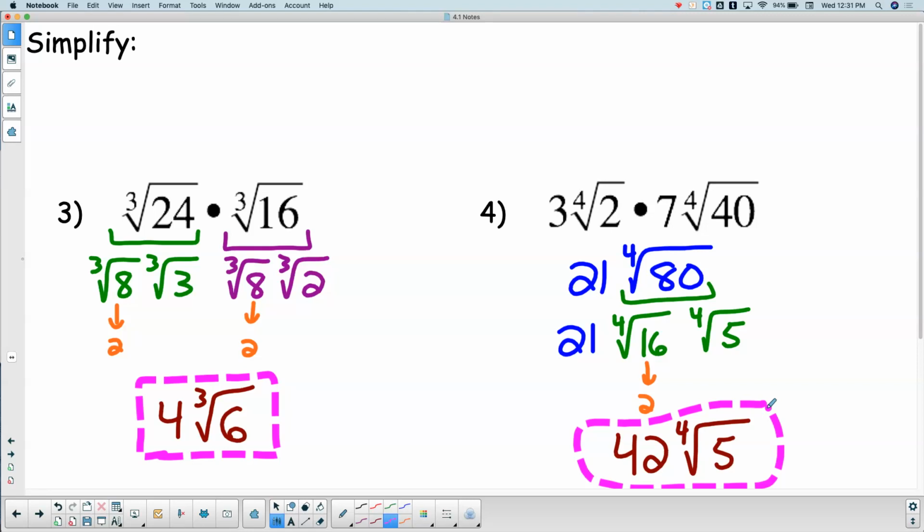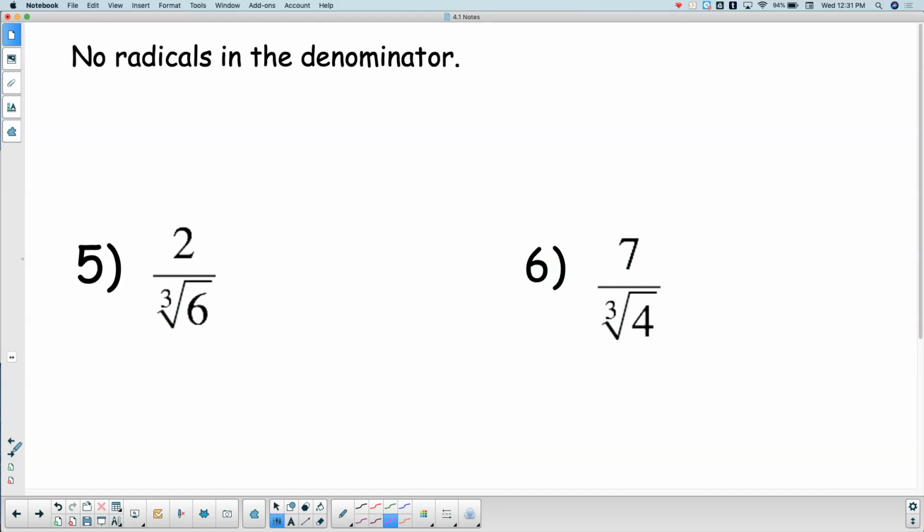Questions on those 2? Do we like radicals in the denominator? No, we do not. Okay?